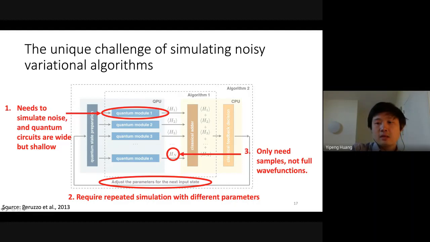And thirdly, in comparison to typical quantum circuit simulation techniques, in this context we're not interested in the whole state vector, but instead what we want is just the samples that we draw from the wave function, a lot like the way that a quantum computer would draw samples from the wave function.